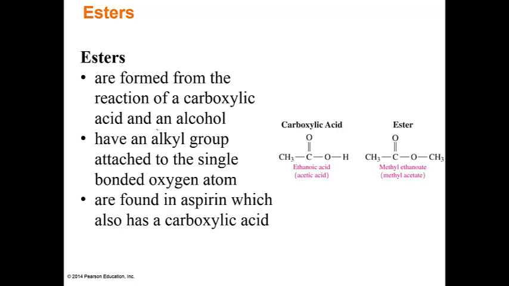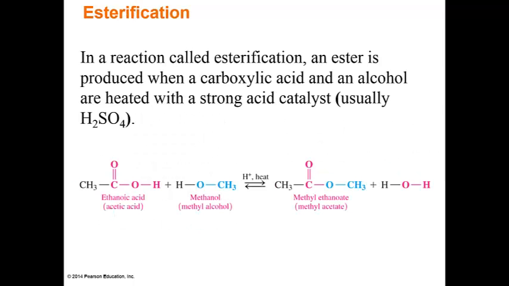Esters are formed from the reaction of a carboxylic acid and an alcohol group. They have an alkyl group attached to the single-bond oxygen atom and are found in aspirin, which also has a carboxylic acid in it. So we've got ethanoic acid, and we've got methanol, also known as wood alcohol. We know why: it was a byproduct of the distillation of wood. Somebody asked me today, and we looked it up, and that's what's going on. I knew it was called wood alcohol, I just couldn't remember why.